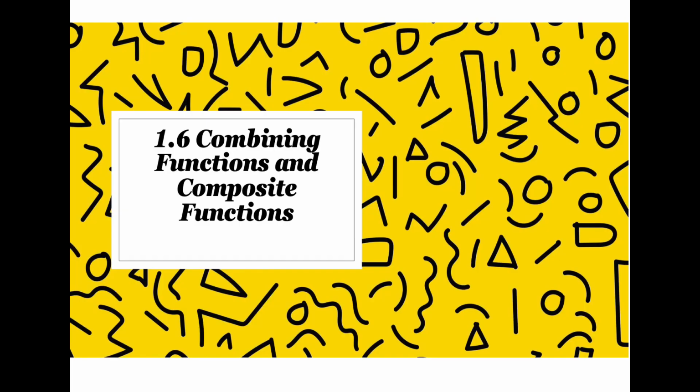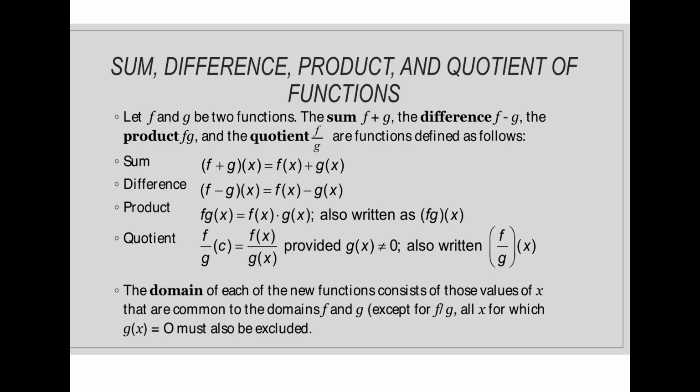Moving into 1.6, we're going to look at combining functions using operations, and then we're going to introduce an idea of something called a composite function. In combining functions, we're really just going to use some of the operations that we're familiar with. In essence, we're just going to be finding their sum, so adding them, subtracting them, finding their difference, taking their product, or dividing them, finding the quotient.